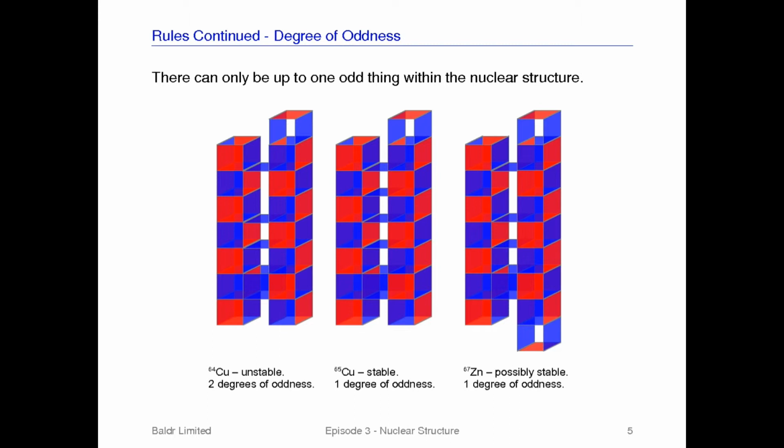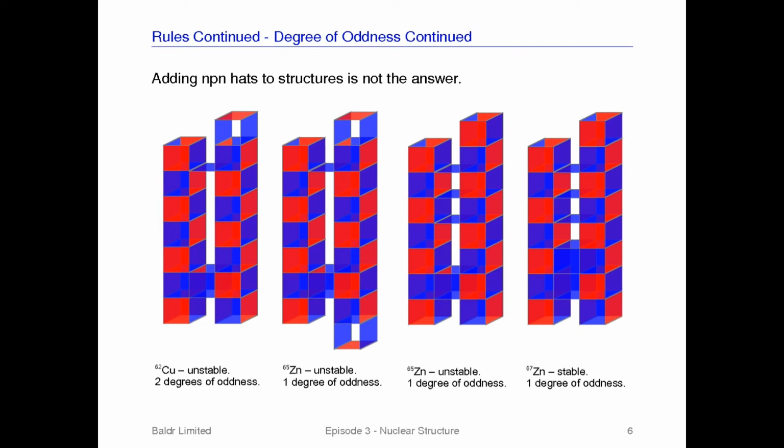If we were to add this NPN hat, then we would produce zinc 67, as shown on the right, which in this situation would possibly be stable from a visual inspection, as although there is only one degree of oddness, it is short of neutron bonds to overcome the instability caused by the unpaired neutron. Trying to pair up an appendage, for example an NPN hat, instead of pairing a neutron bond can lead to an unstable structure, as shown below.